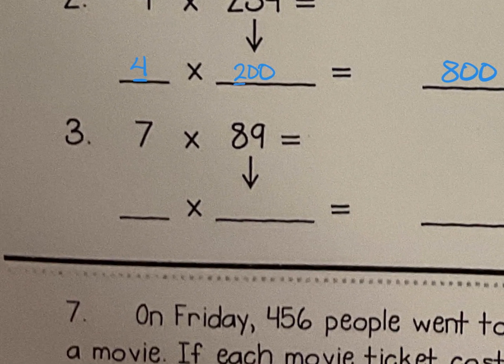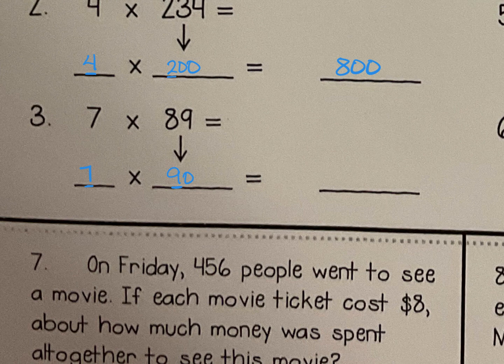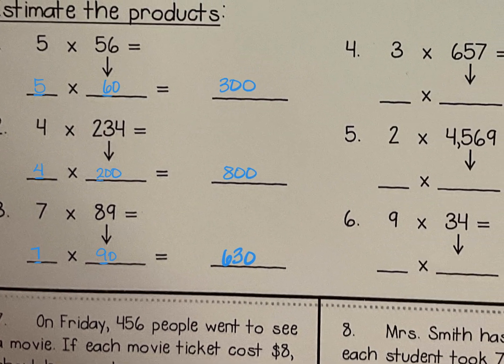All right, let's look at 7 times 89. What would I round 89 to, Elisa? Okay, and what does it round to? 90 times 7. Take your basic fact. 9 times 7 is what, Talon? 64. Close. Ellie? 63, and then I'm going to add a 0. So 7 times 90 is 630. All right, let's go do 4, 5, and 6.